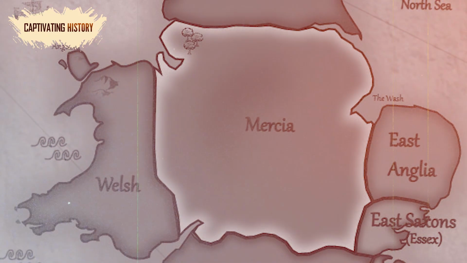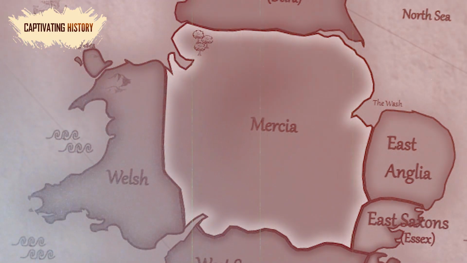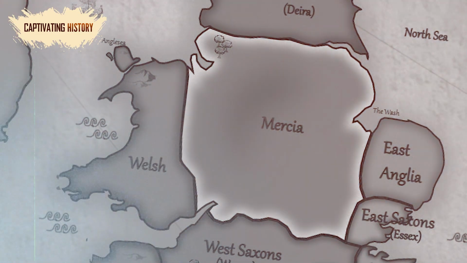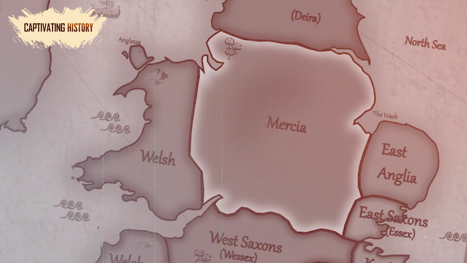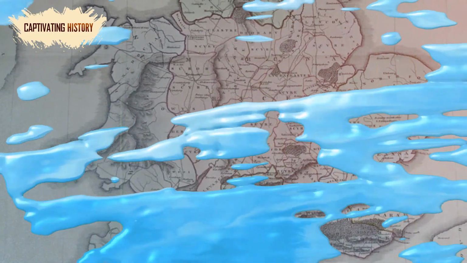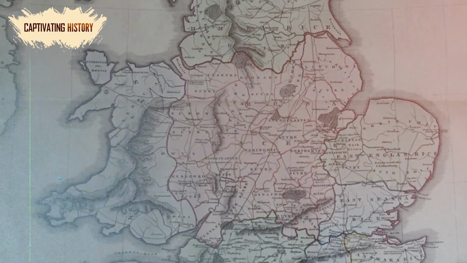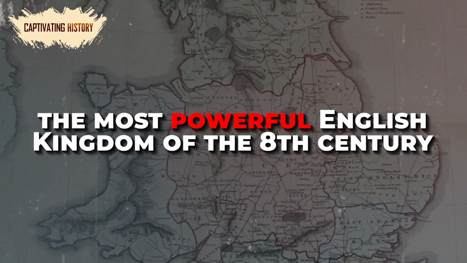Mercia translates to border, and they were located right in the middle of England. It shared borders with pretty much all of the other English kingdoms, as well as Wales. Perhaps it was their landlocked position that made them determined to expand. But whatever the reason, they went on to become the most powerful English kingdom of the 8th century.